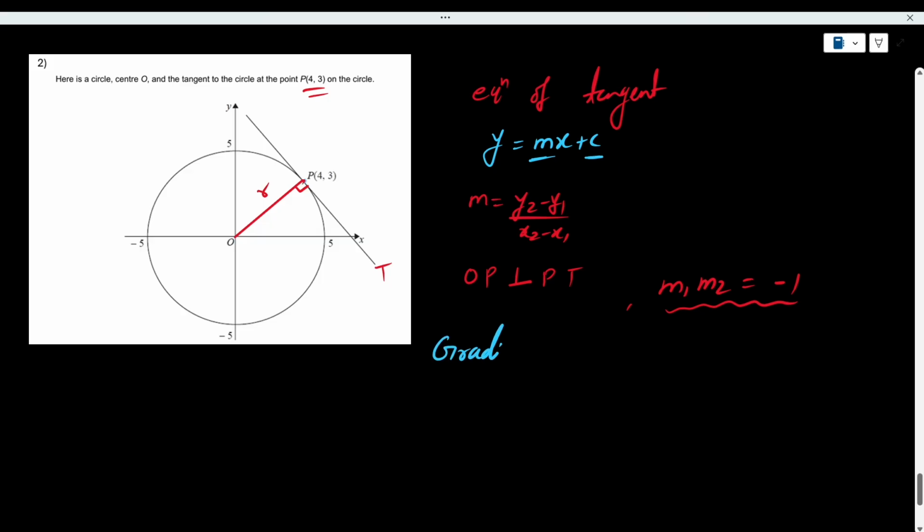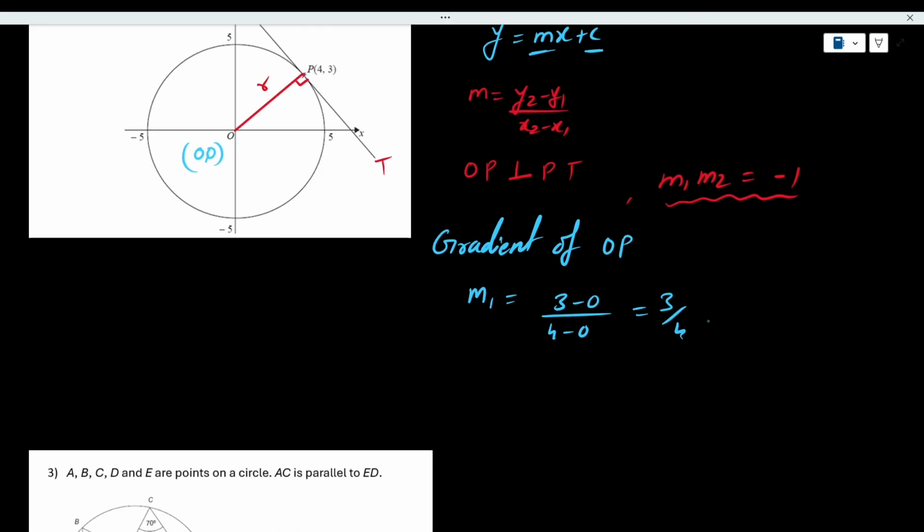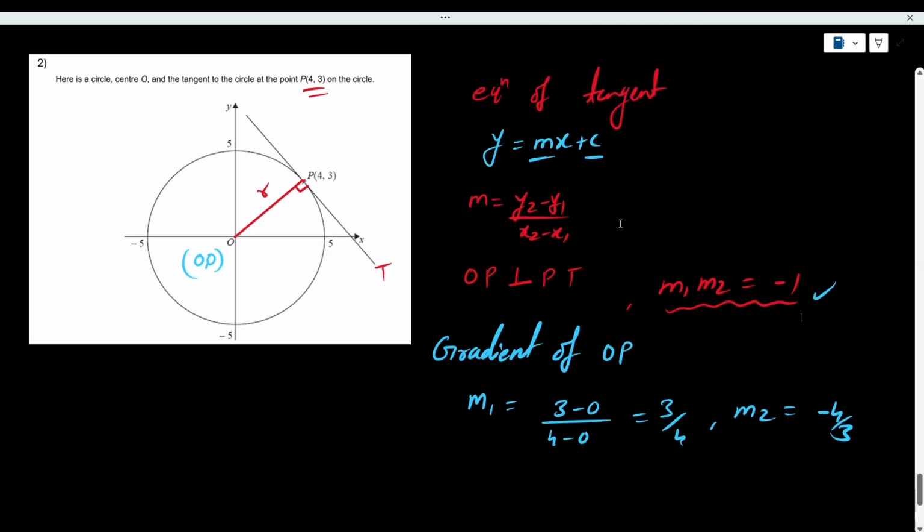If I find out the gradient of OP, because O is nothing but the center, which is the origin in the graph form. So O will be (0, 0) and P is (4, 3). And if I find out the gradient, which is M1, it will be (3 - 0)/(4 - 0), which is 3/4. And the tangent is perpendicular, so I can get M2 as -4/3 using this rule.